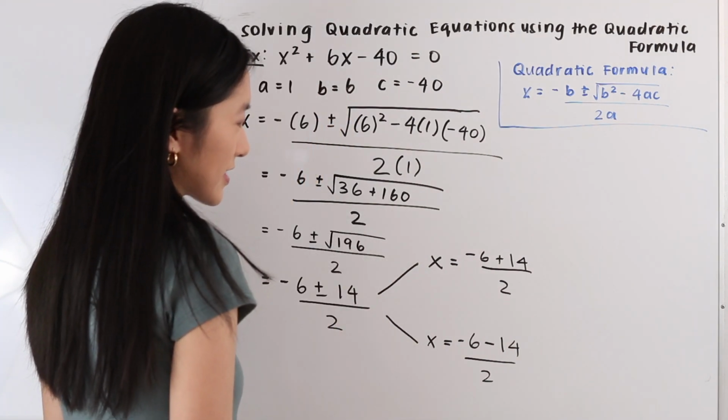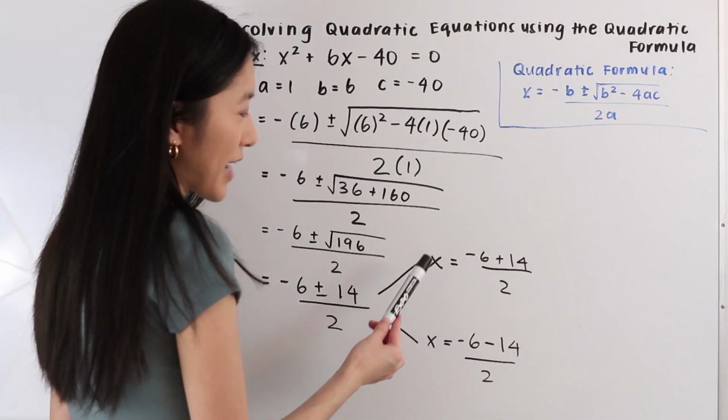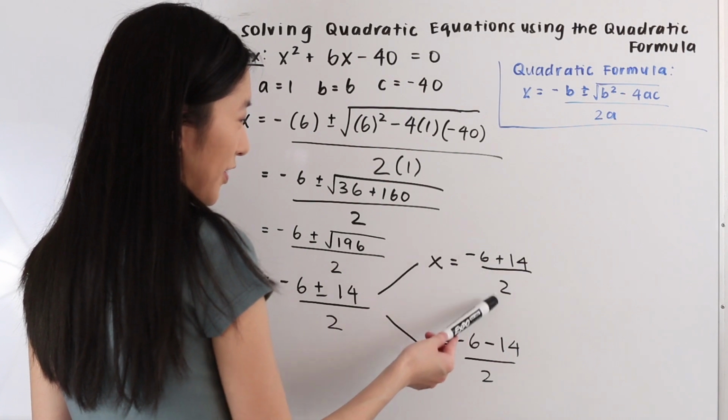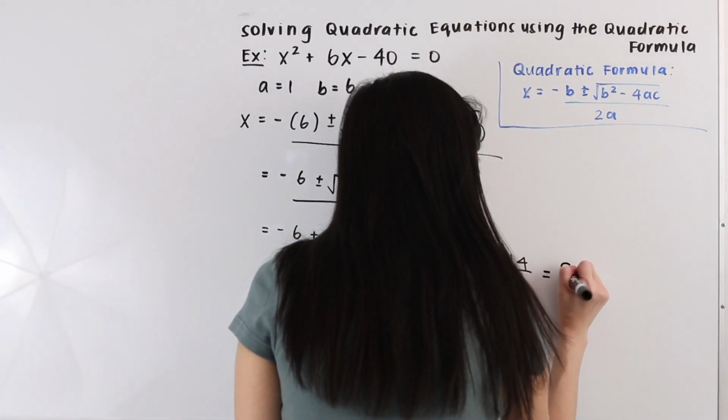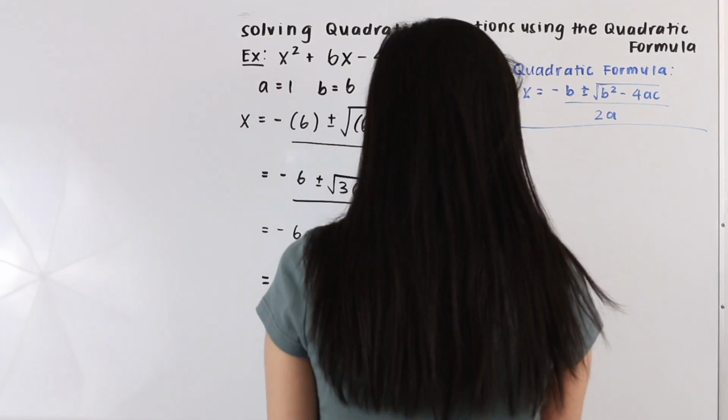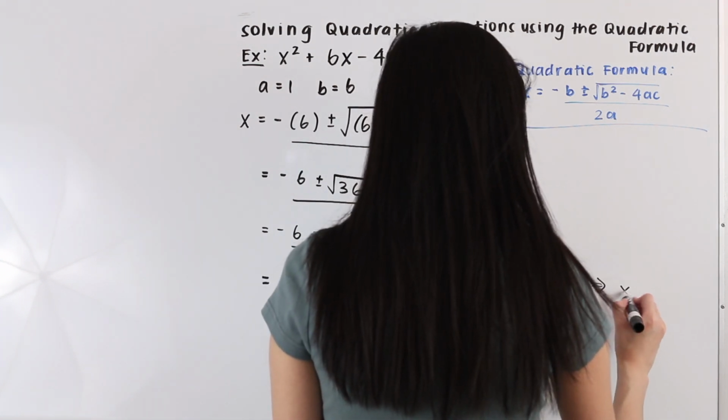And let's go ahead and simplify these two cases. And so in this first case here, we have x is equal to negative 6 plus 14 over 2. So let's go ahead and simplify this. So negative 6 plus 14 is equal to 8, and this is over 2. And so for our first case, we have x is equal to 4.